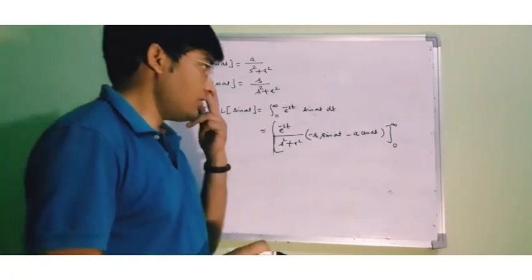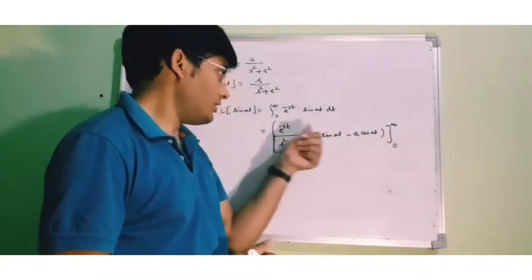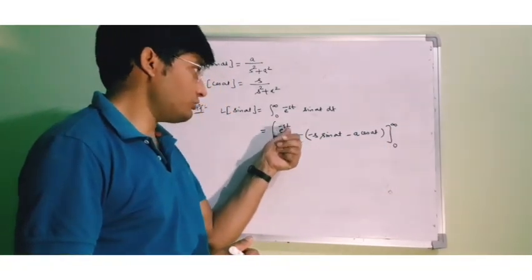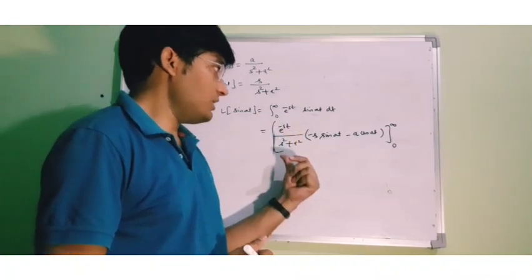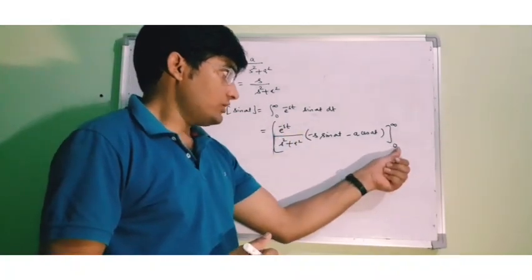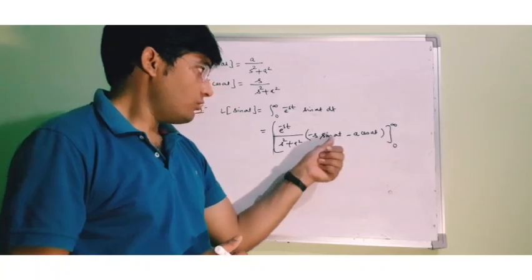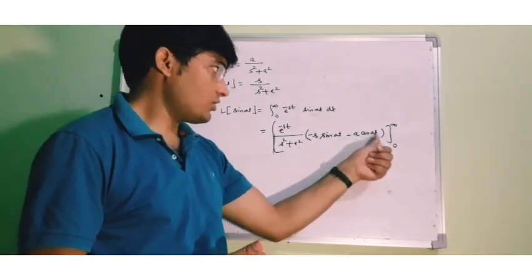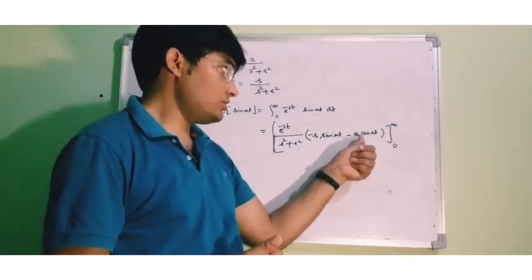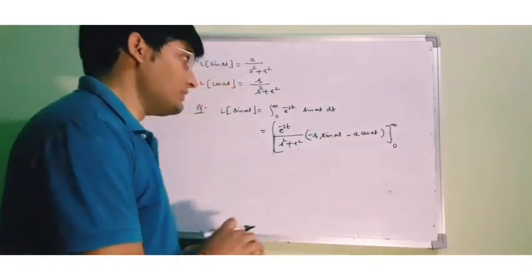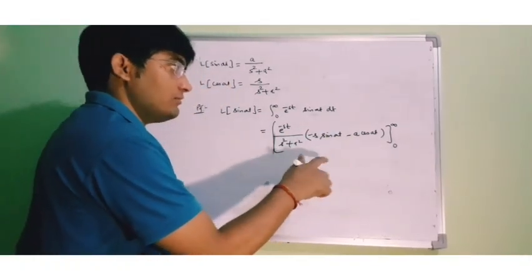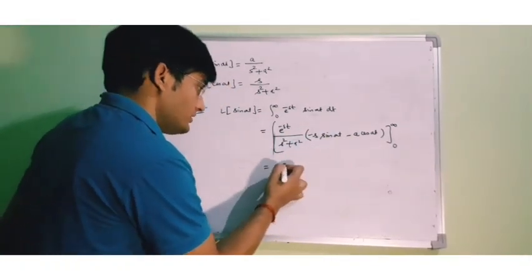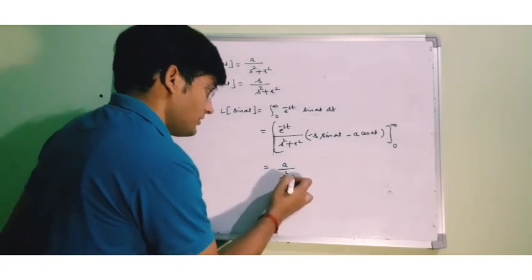So on putting our limit, we will get the upper limit as 0 because we will have e to the power minus infinity. On putting the lower limit, that is t equal to 0, we will have sin 0, that is 0, and cos 0 is 1. So we will have minus a, and one negative sign will come from the lower limit. So this is equal to a upon s square plus a square.